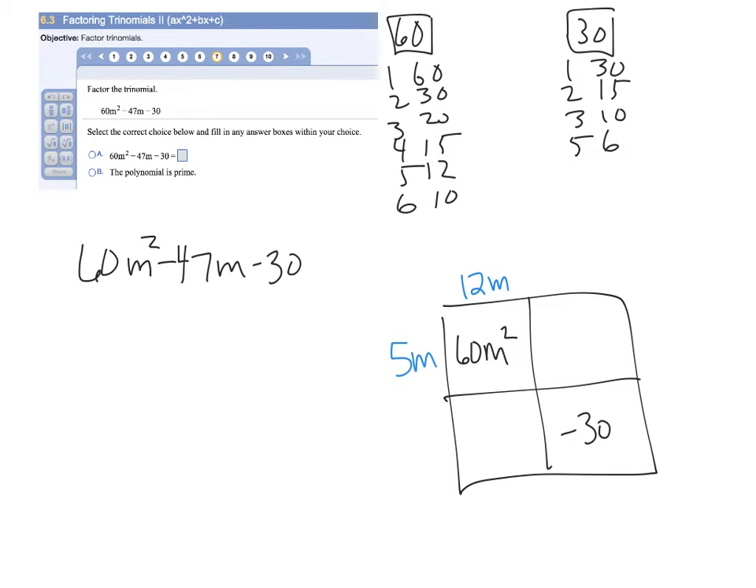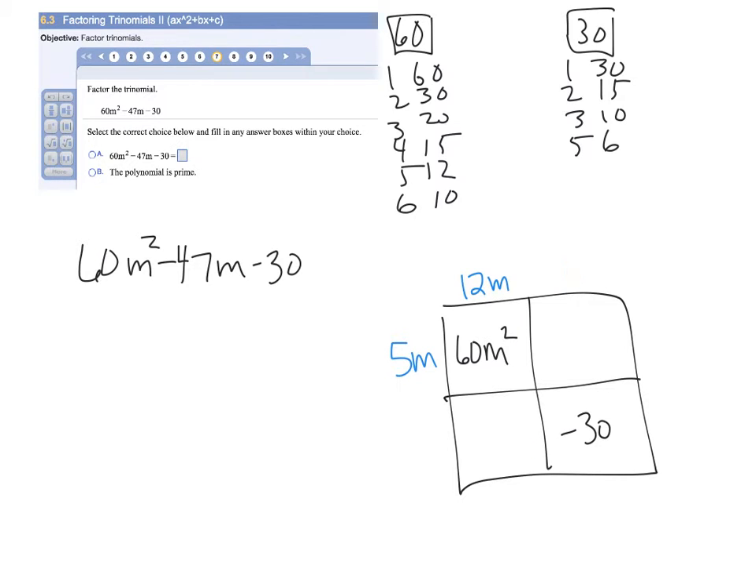So 5 and 6. So where am I going to put my 5? Where am I going to put my 6? It's just pure guesswork. And so let's put the 5 here and the 6 here. And if that doesn't work, we'll reverse the 5 and the 6. So let's take a look. So this becomes 30m. This becomes 60m. So that's no good, because there's no way 60m and 30m are going to give us 47.